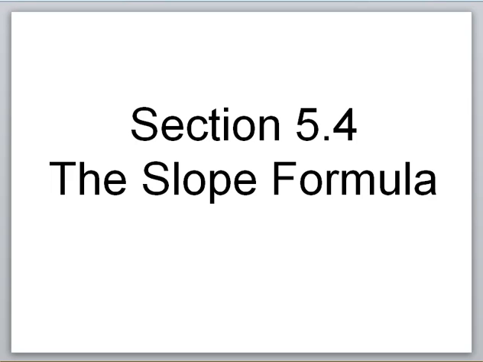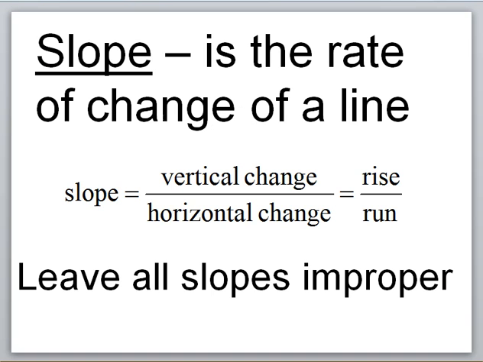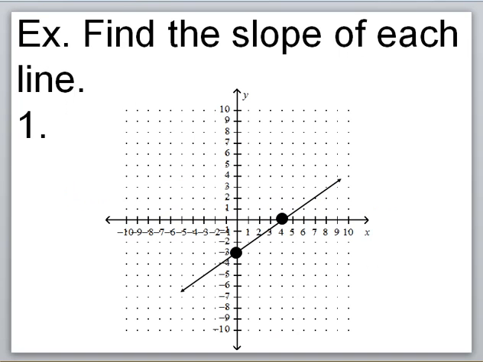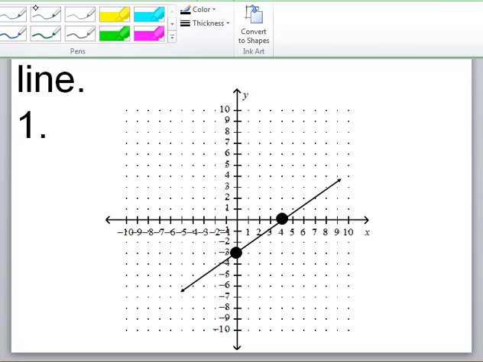Today we're going to talk about more slope, and we've already defined slope as the rate of change in a line. I always like to say rise over run, but it's the change in y over the change in x. One of the things we always want to do is leave all our slopes as improper fractions. So we're going to practice some more of finding the slope of each line. We did this yesterday as well.